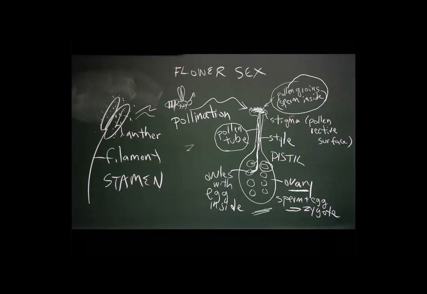There's two parts to it. The first part is just the transfer of pollen. It's pollination. And the second part is the fertilization, where the sperm and the egg fuse together to make a zygote. So pollination is necessary in order for fertilization to take place.